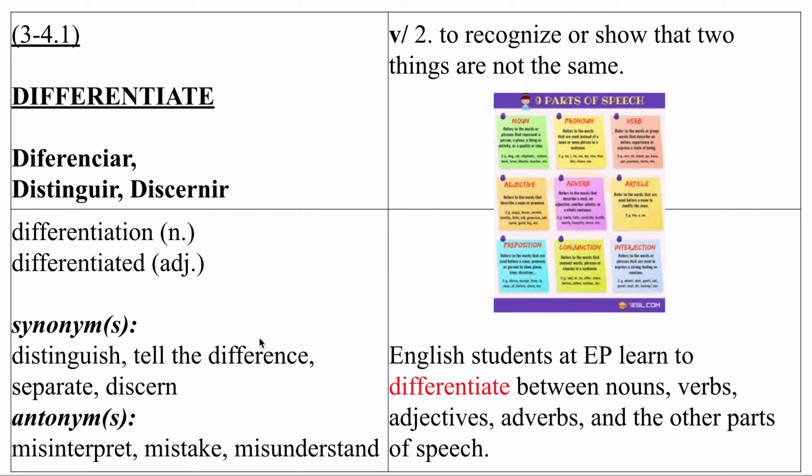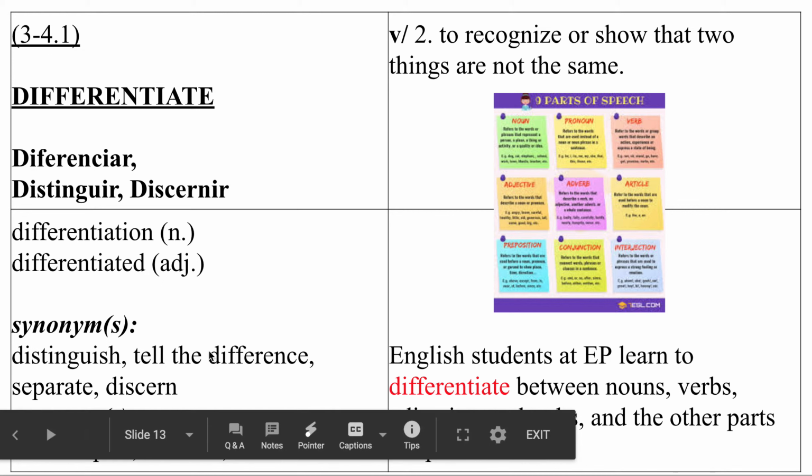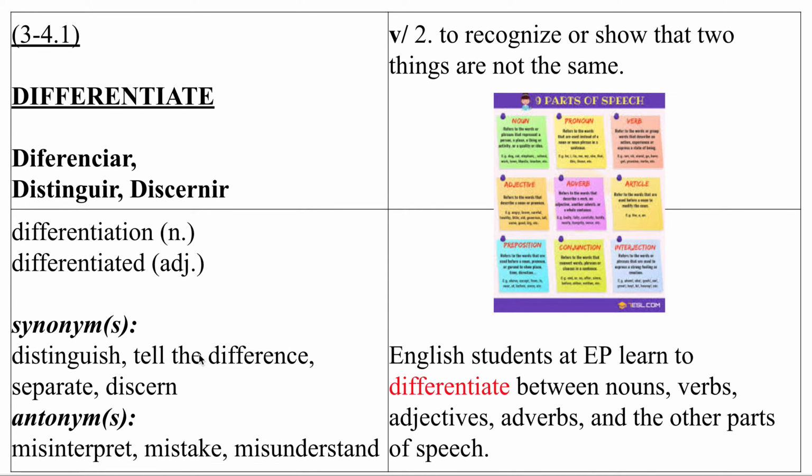Okay. Then definition 2 is kind of related, but it's something people can do. Definition 2 is when people can, so you look at the synonym, tell the difference. See that things are different from each other. So es algo que si una persona puede ver la diferencia entre dos cosas, dos tipos de cosas, right? To recognize or show that two things are not the same, that's something a person does. So an example is parts of speech.